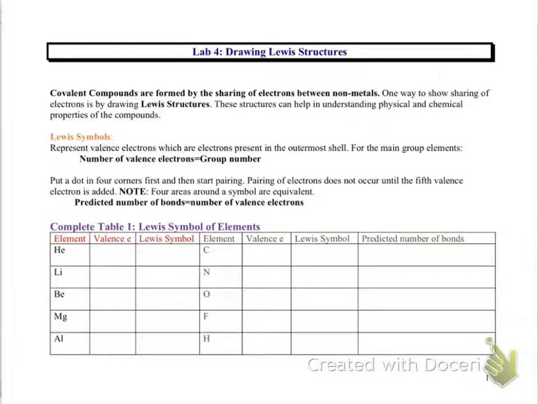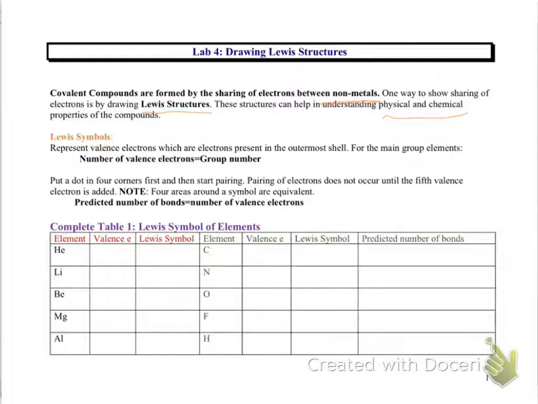Drawing Lewis structures. In the last chapter, we studied types of compounds, ionic compounds and covalent compounds. And we also discussed that covalent compounds are formed by the sharing of electrons between nonmetals. Now, one way to show the sharing of electrons is by drawing the Lewis structures, and these structures help us to understand the physical and chemical properties of the compounds.